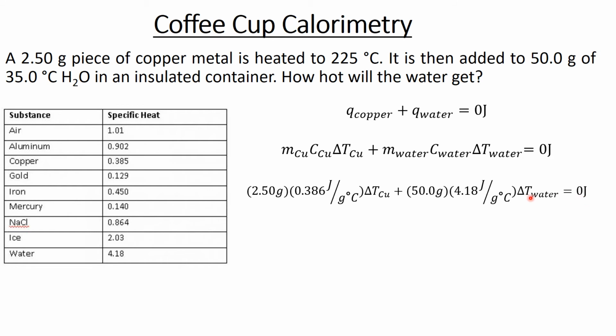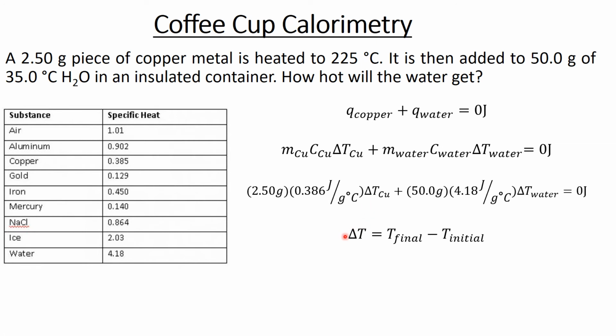Now you might be wondering why I didn't plug in 225 degrees Celsius for delta T of the copper and 35 degrees Celsius for the temperature of the water. The reason is that delta T is not the same thing as T. Delta T is the change in temperature. Now, the copper metal didn't change its temperature by 225 degrees. The water didn't change its temperature by 35 degrees. That's the temperature that we started out with. Okay, so anytime you have a delta, that means a change in. That doesn't mean the temperature at a given time.